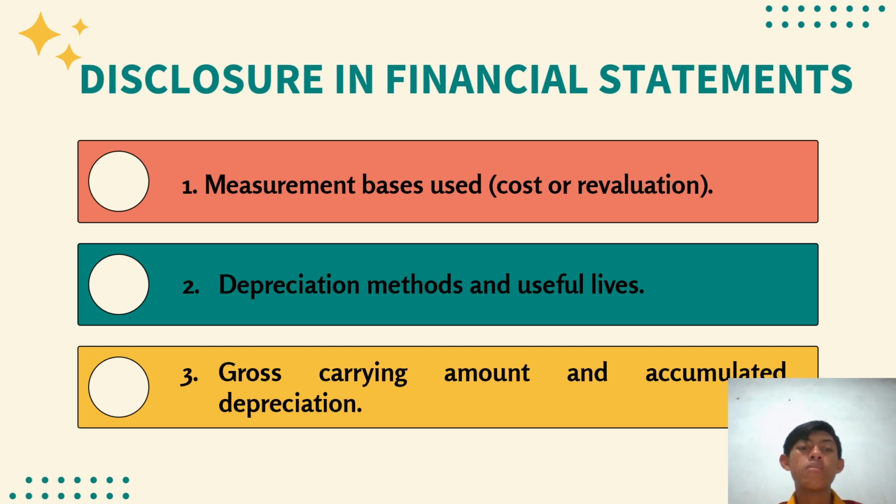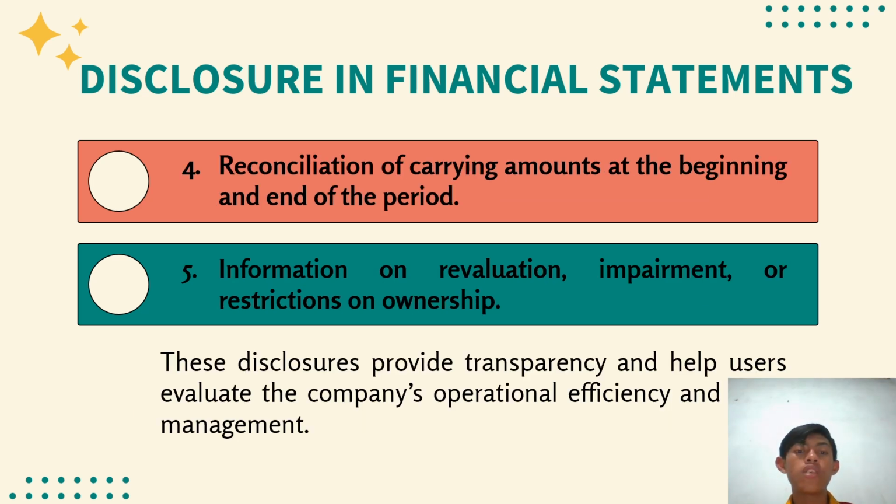Disclosure in financial statement. 1. Measurement basis, using cost or revaluation. 2. Depreciation method and useful life. 3. Gross carrying amount and accumulated depreciation. 4. Reconciliation of carrying amount at the beginning and end of the period. 5. Information on revaluation, impairment, or restriction on ownership. These disclosures provide transparency and help users evaluate the company's operational efficiency and asset management.